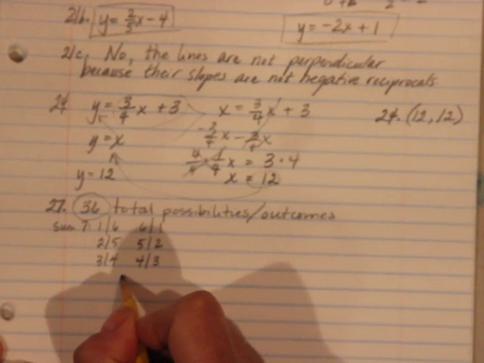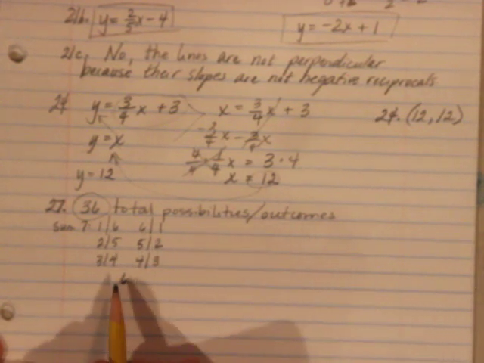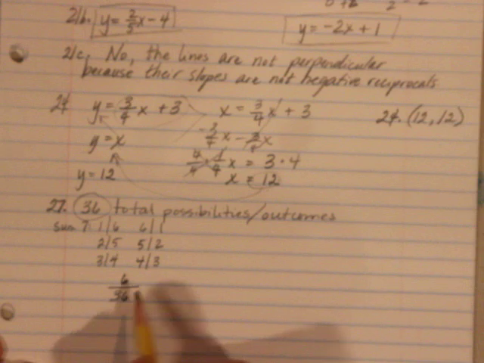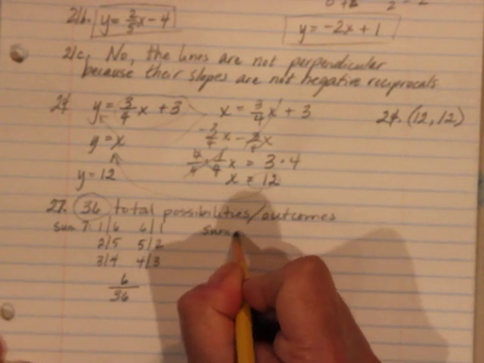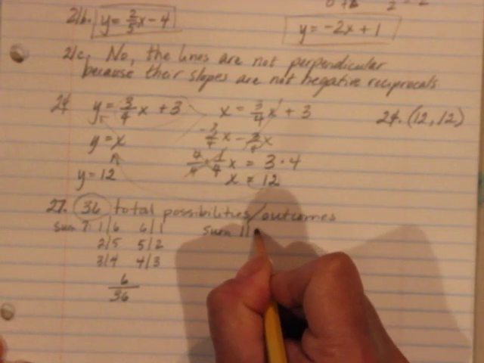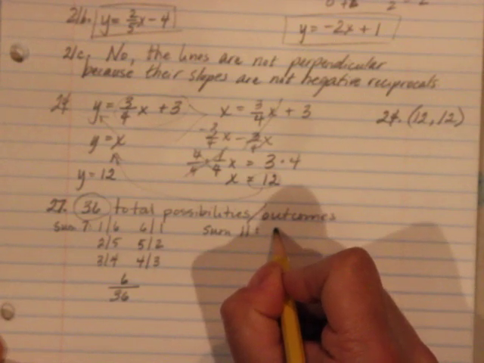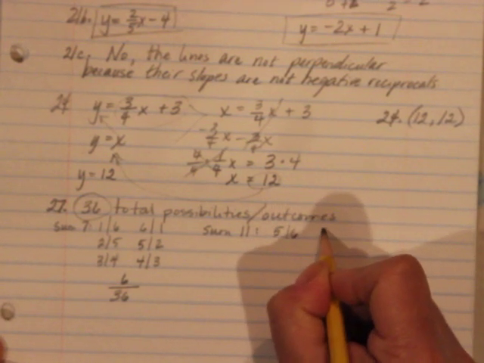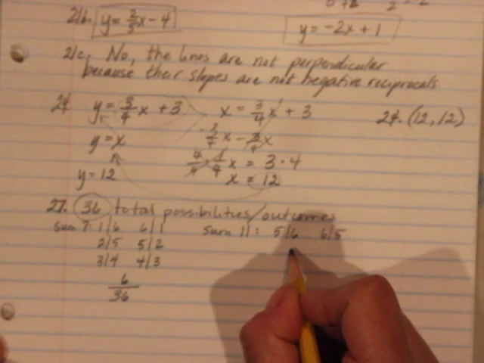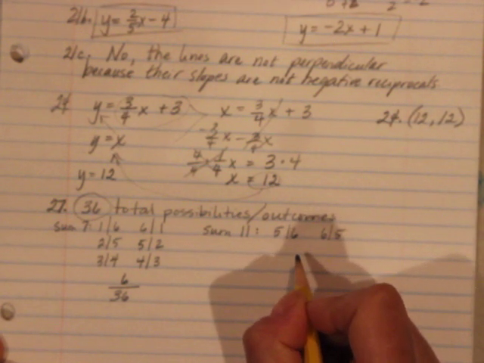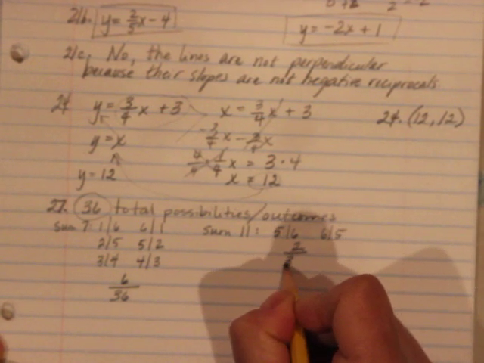So that's a total probability. There's 6 possibilities out of 36 possible outcomes for a sum of 7. Let's think our way through the sum of 11. This one's going to be fewer possibilities, right? Because to get an 11, I either have to roll a 5 and a 6 or a 6 and a 5. That's all I got. So the probability of rolling a sum of 11 is 2 out of 36.